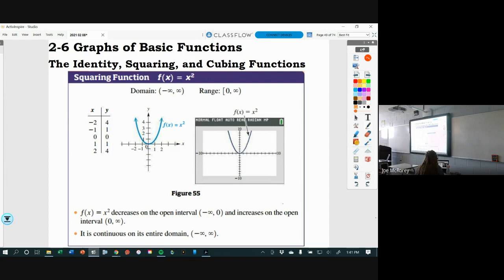As you're looking at this graph, as we start at negative infinity, as we come towards 0, this graph is getting lower and lower and lower. So this graph is decreasing on the interval negative infinity to 0. What happens at 0? It begins to increase. So it's decreasing from negative infinity to 0, and it's increasing from 0 to infinity. It is continuous on the entire domain. Folks, that's the squaring function.